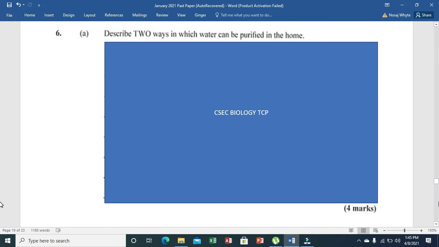Question number 6, which is the final question. Describe 2 ways in which water can be purified at home.